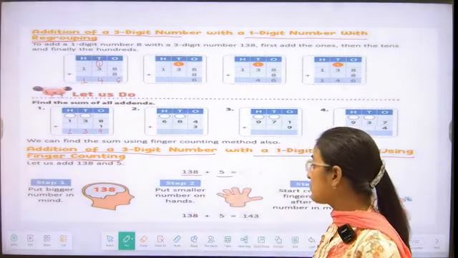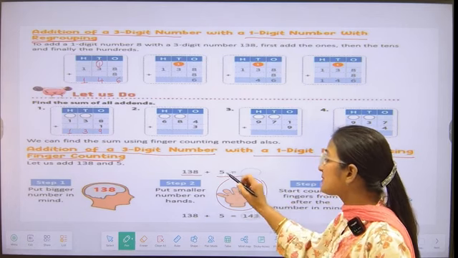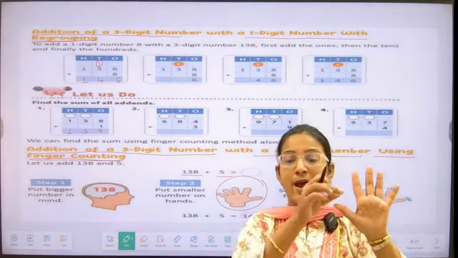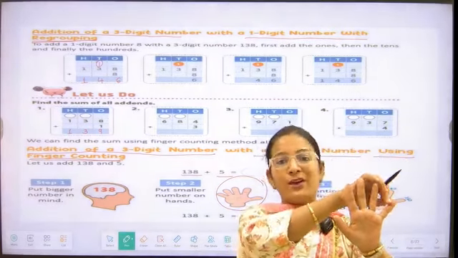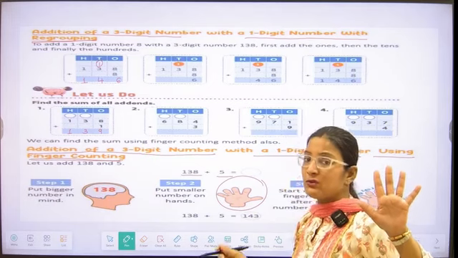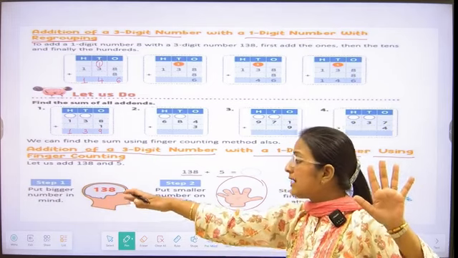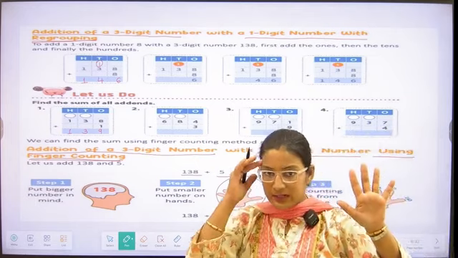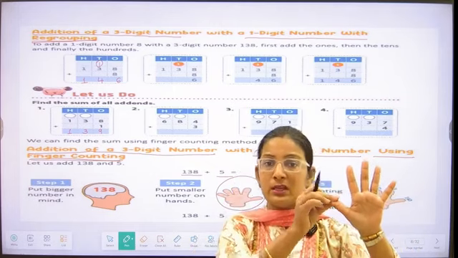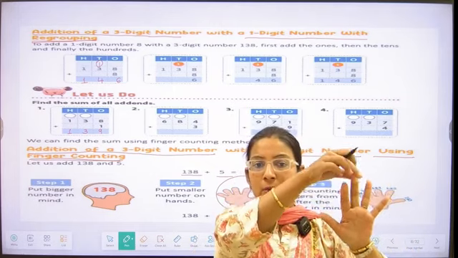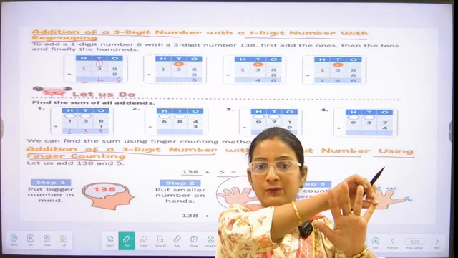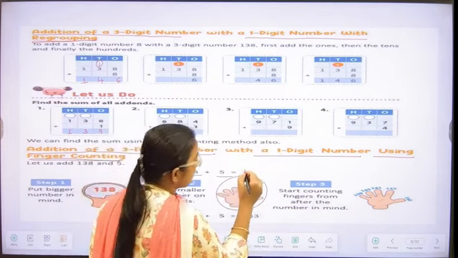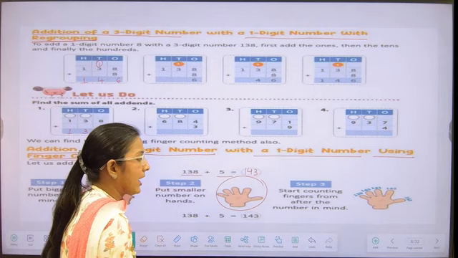Now what we have to do? We have to count the smaller number on our fingers. So we have to add 5 on our fingers. 1, 2, 3, 4, 5. Okay. Now what we have to do? We have to do the forward counting after 138 and 5. Let's start with me. We are having 138 in our mind. After that, 139, 140, 141, 142, 143. So our sum is 143. So we have to write 143 for that.